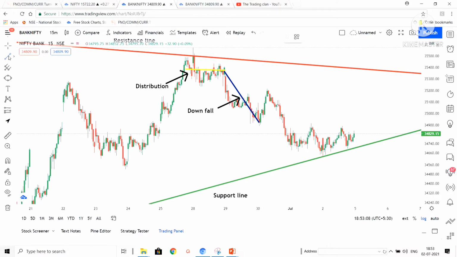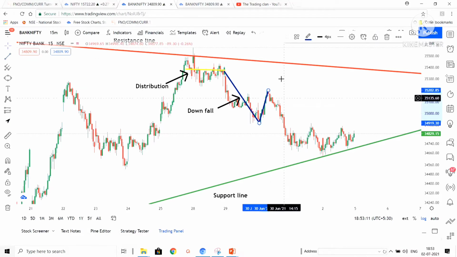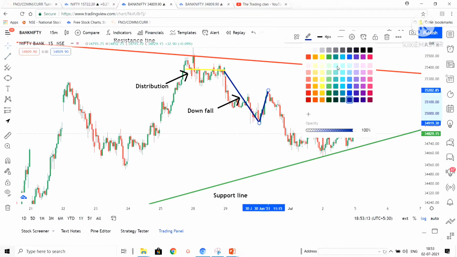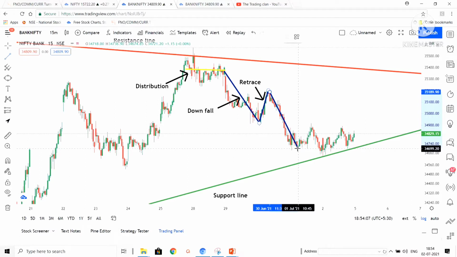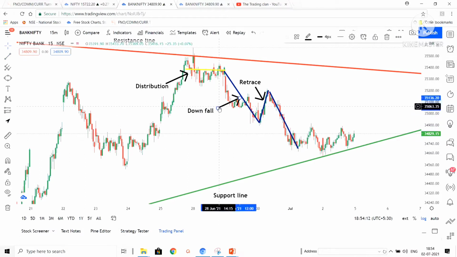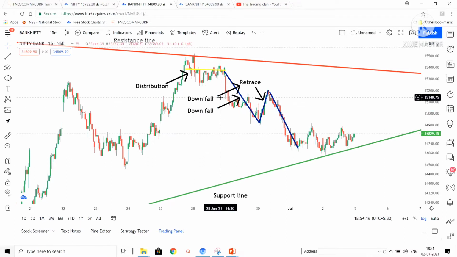Afterwards, we can see some part of retracement, that also in movement. So I am going to mark that also in blue color. This place I have considered as a retracement place. After that also it went downside, so that is also mentioned in blue color. That is also I can consider as a downfall.